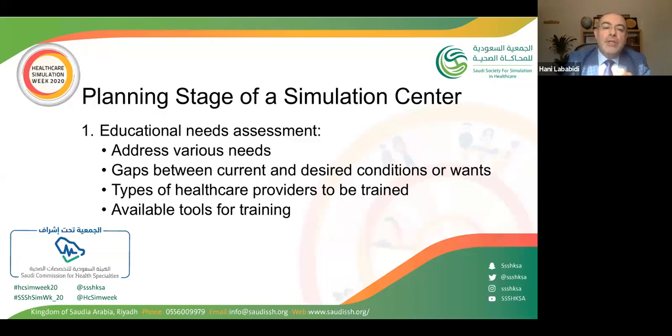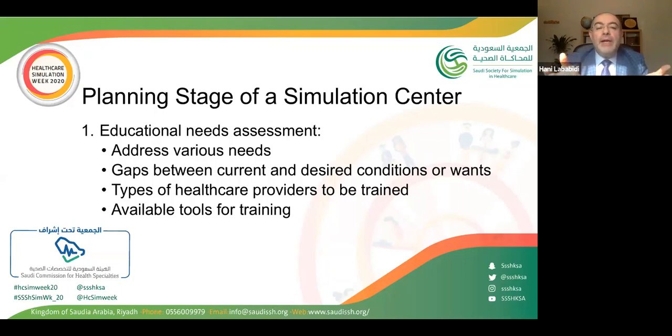So what are the stages for planning? First, we need an educational needs assessment. Why do I need this center? It's very important to address your needs, because depending on this needs assessment, there will be the design of the simulation center. So you need to address various needs. Is it for nursing? Is it for physicians? Is it for respiratory therapists, EMS, or is it for a medical city like what we have in King Fahd Medical City, or a university for medical students, and so on.